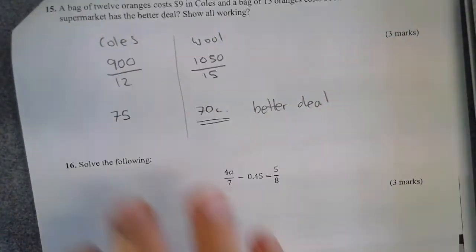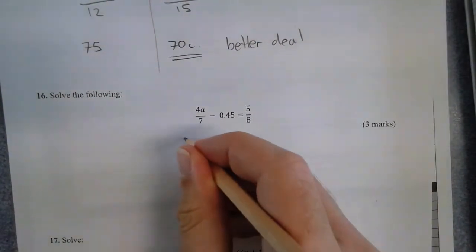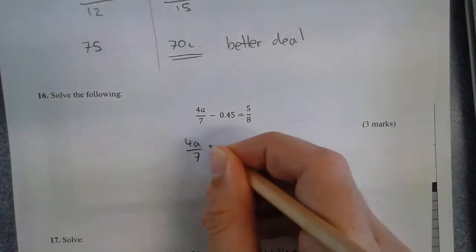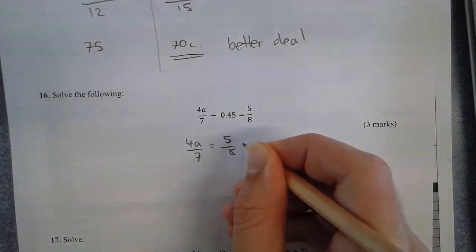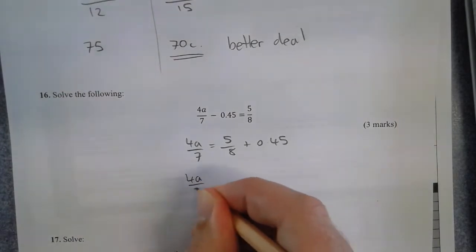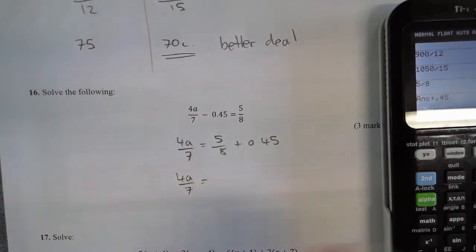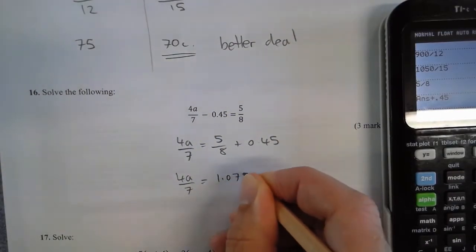Solve the following. So this is the same as the other questions, it's just not very nice numbers. So because it is minus 0.45, we move it to this side and make it plus 0.45. Now because this is a calculator exam, I'm just going to use my calculator. So 5/8 plus 0.45 gives us 1.075.